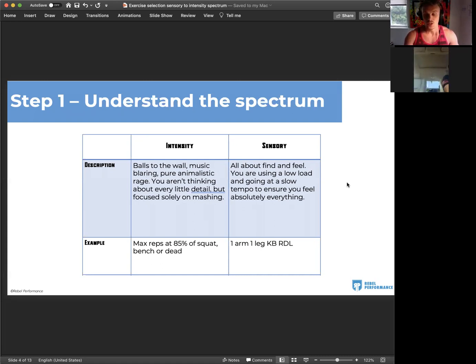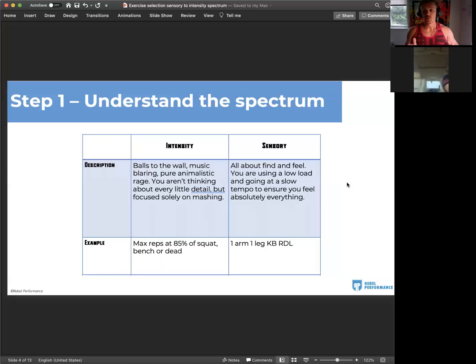A 1-arm, 1-leg RDL is inherently limited. You can only do so much weight. You're going to have to go slow so you don't fall over. And it gives you an opportunity to slow down, actually feel your abs, feel the pelvis moving on a stable femur, and feel your hamstrings, things like that. Another example in this category may be, if we think in that squat world.